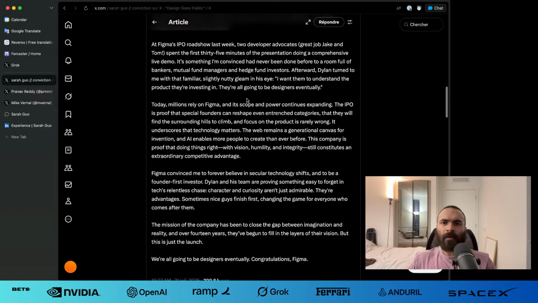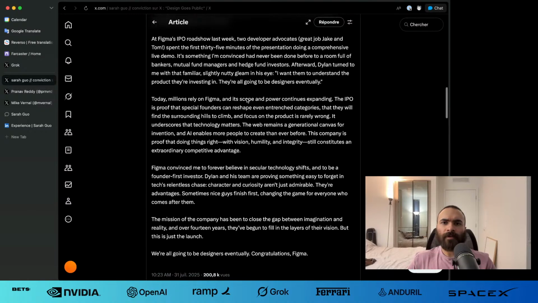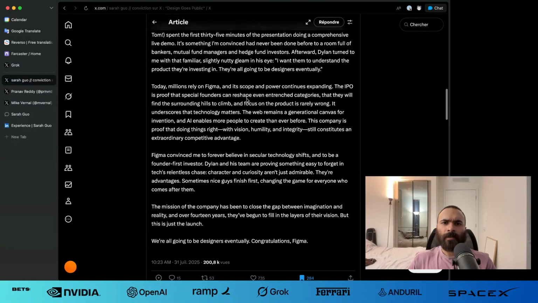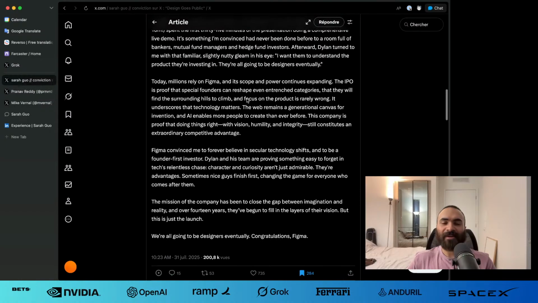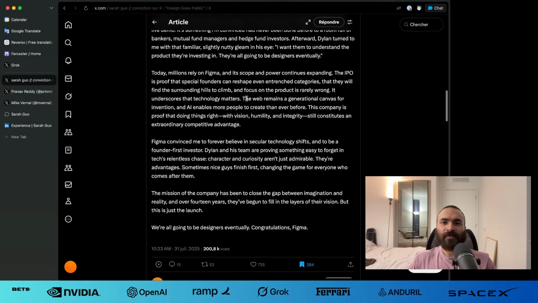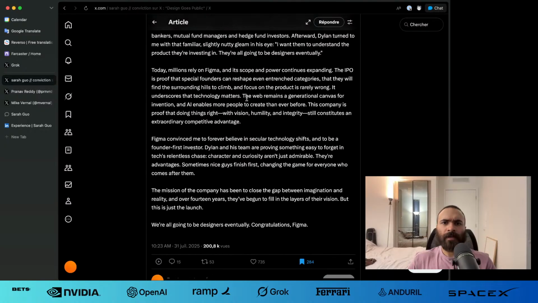Two developer advocates, great job, Jake and Tom, spent the first 35 minutes of the presentation doing a comprehensive live demo. It's something I'm convinced had never been done before to a room full of bankers, mutual fund managers, and hedge fund investors. Afterward, Dylan turned to me with that familiar, slightly nutty gleam in his eye. I want them to understand the product they're investing in. They're all going to be designers eventually.